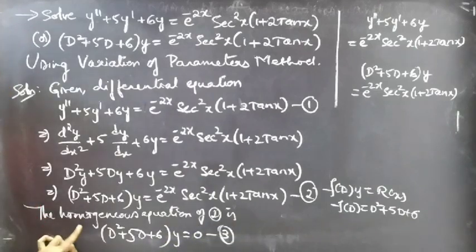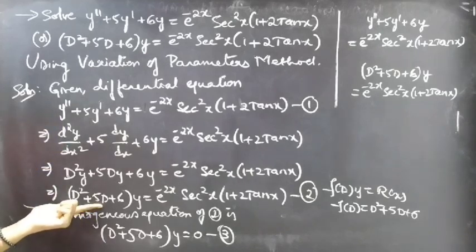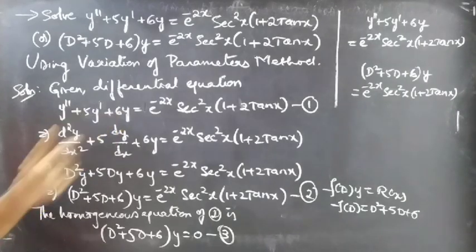Now we'll find the solution to the homogeneous equation using the auxiliary equation and later, using the solution of the homogeneous equation, we'll find the general solution of equation 1 and 2, because 1 and 2 are the same equations.